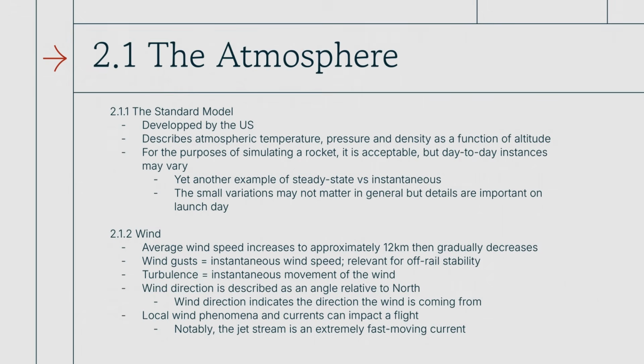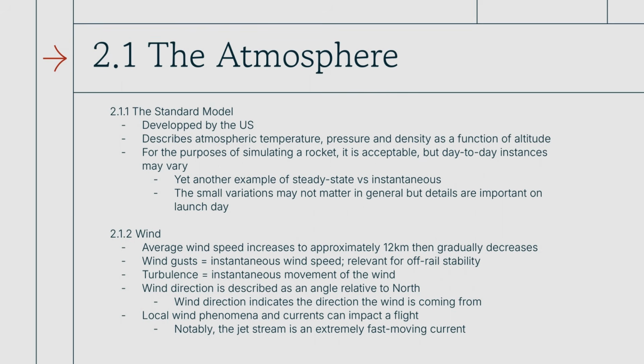All right. Let's talk about the atmosphere just quickly. The standard model is developed by the U.S. in the 1900s. I don't know, 60s, 50s. Describes the main atmospheric temperature, pressure, density that you might see as a function of altitude. For the purpose of simulating a rocket, using the standard model is generally very acceptable.